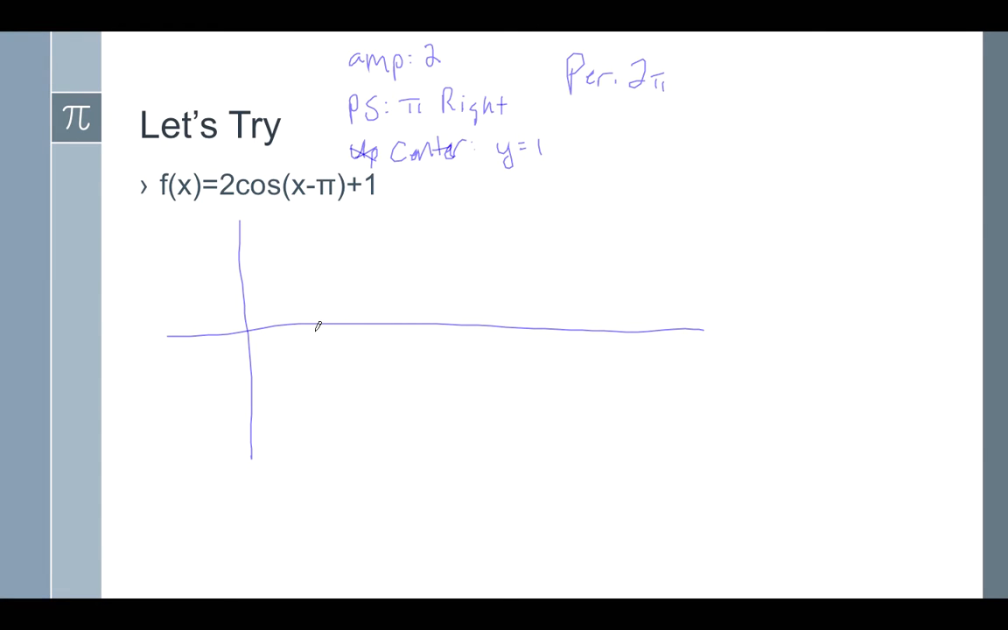Okay, so we went pi units to the right. So there's pi, and we're going to go, there's 2 pi, and here's 3 pi. So our period's 2 pi, so we're going from pi to 3 pi, which is our period.